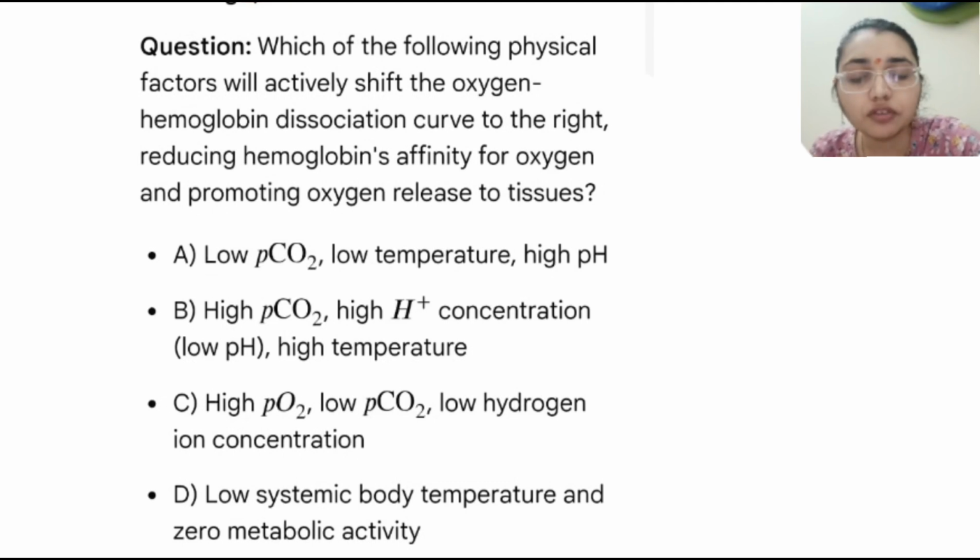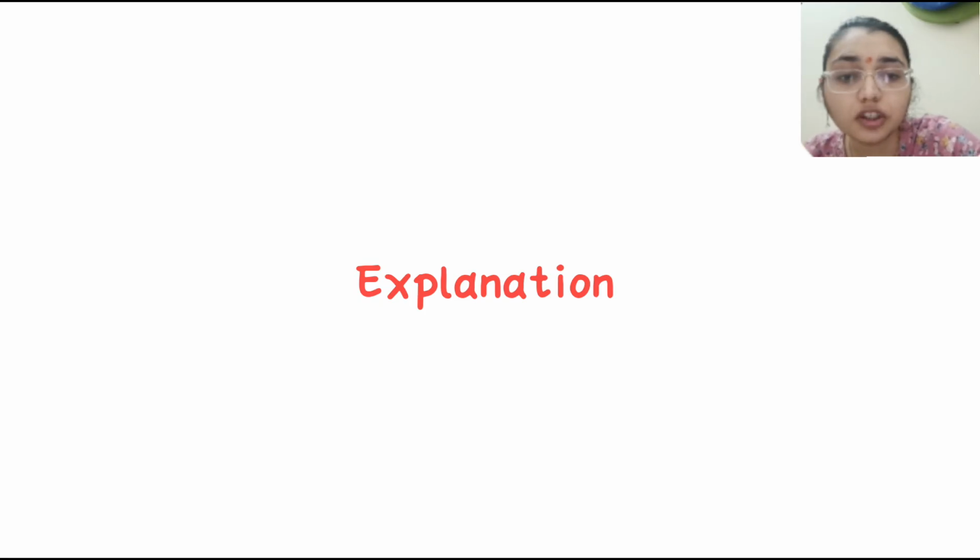Which of the following physical factors will actively shift the oxygen hemoglobin dissociation curve to the right, reducing hemoglobin affinity for oxygen and promoting the oxygen release to the tissue? That is, if there is high partial pressure of carbon dioxide, there will be higher hydrogen concentration, lower pH and higher temperature. Highly active metabolic tissue produces heat, carbon dioxide and hydrogen ion, and these conditions lower the hemoglobin affinity for oxygen, shifting the dissociation curve to the right, that is Bohr's effect, to ensure the oxygen is released where it is needed.